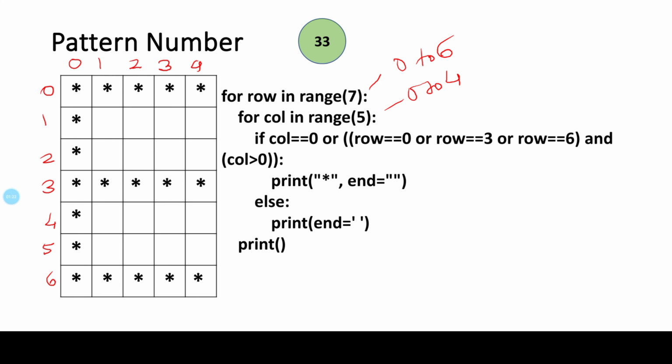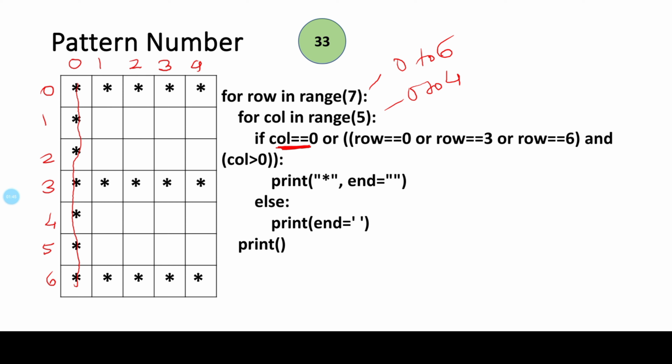Now talking about the if condition, where we want to print the stars and where we want to print the spaces, right? So first of all, you can see we want these stars, right? So we want column is equal to 0. This should be pretty much clear up till now. So we are talking about these stars that I have marked.